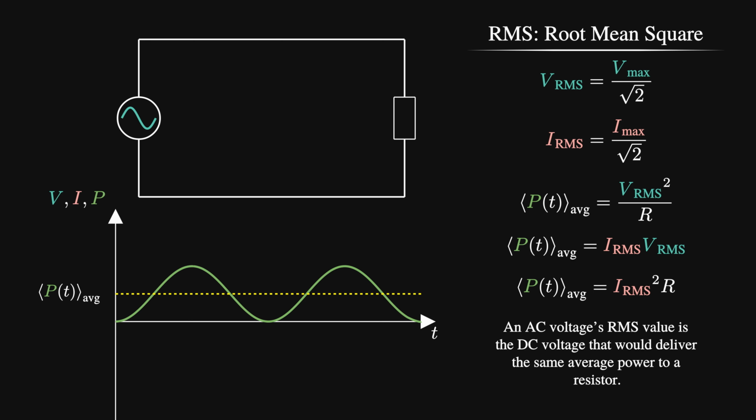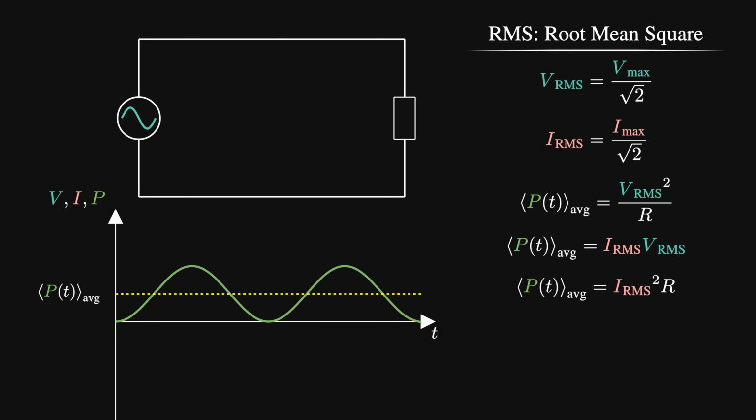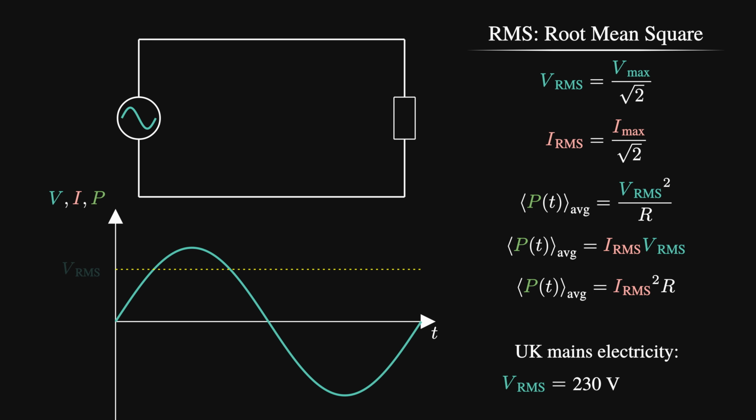And that's it. This is why we say the UK mains is 230 volts, the RMS value, rather than the peak value, which is around 325 volts. This AC supply delivers the same average power as a 230 volt DC supply. And because of this, any AC circuit made entirely of resistors can be analysed exactly like a DC circuit, as long as we use RMS values. We can use Ohm's law and all the power formulas.